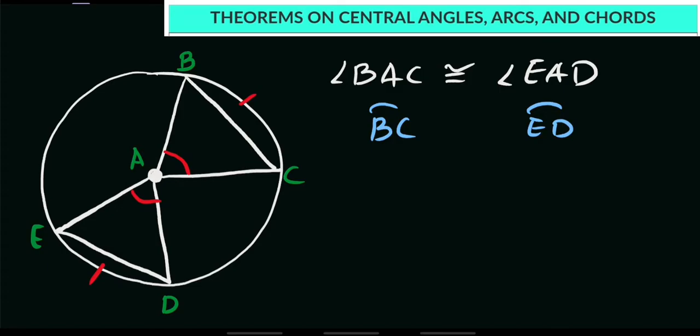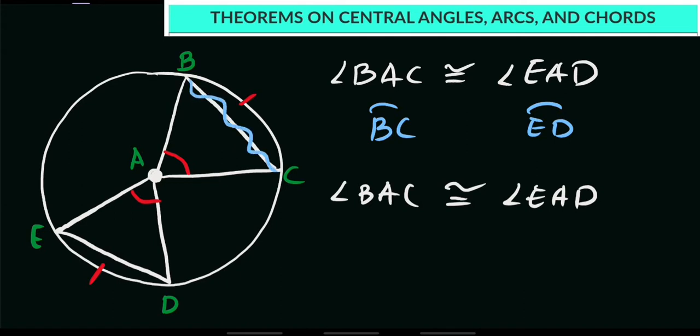Number two is the theorem on central angles and chords. Same concept: if central angle BAC is congruent to another central angle, EAD, automatically their chords are congruent. So line segment BC is automatically congruent to line segment ED. That is our second concept.